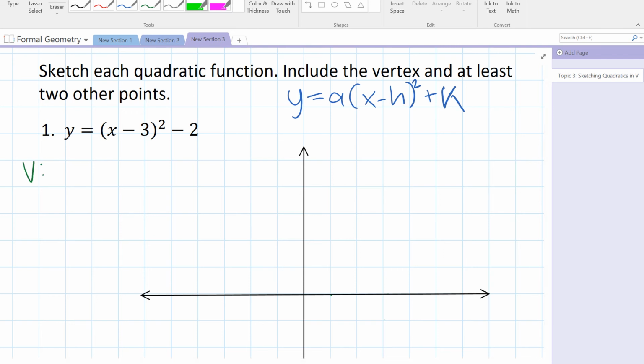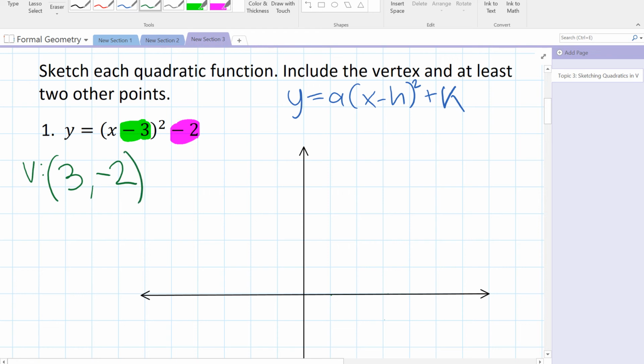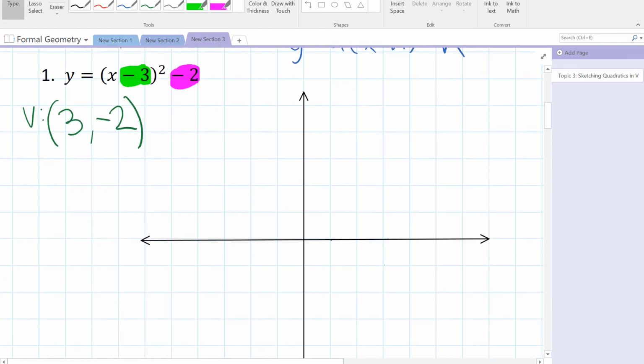And I want my h value. Since this is minus 3, my h, or my x value in the point, is going to be a positive 3, and then this is minus 2, so my k, or my y value in the point, is going to be minus 2. Sorry, so this is the opposite sign, and this is the same sign. So I'm going to start by graphing that point. I'm going to go over 3 and down 2 to this point right here.